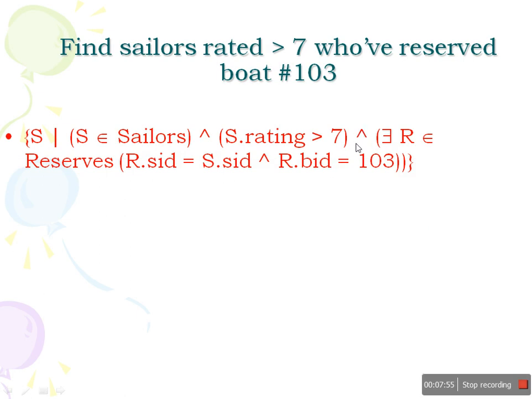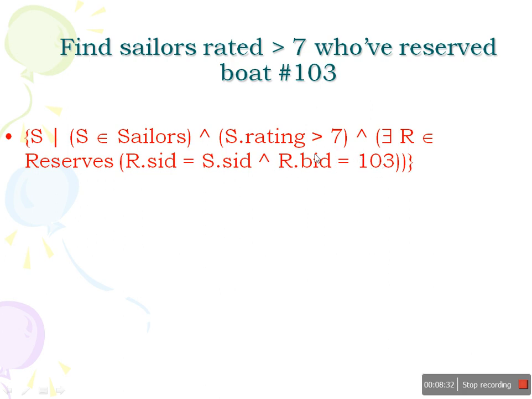So here we have an "and". So we are taking: there exists some R belongs to reserves, R dot SID is equal to S dot SID. So here we are going to perform a join operation. We are going to join this reserves dot SID with the sailors dot SID. And this "and" condition: R dot BID is equal to 103.